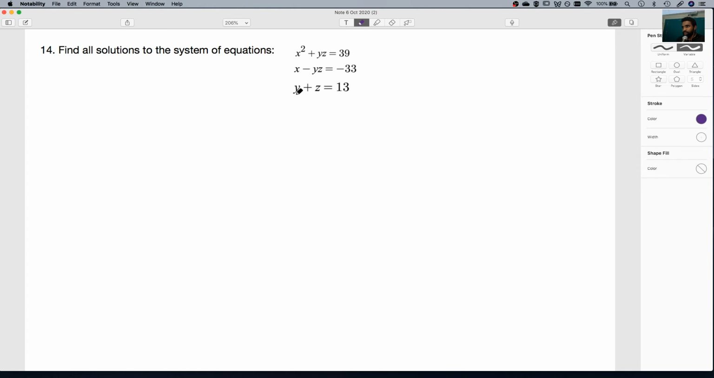How about the y? The y is also only in one place, so that doesn't work. The x is only in one place, that doesn't work. X squared, the same thing. So the only thing that's in two places is the yz. So I need to focus on the yz, these pair of equations.